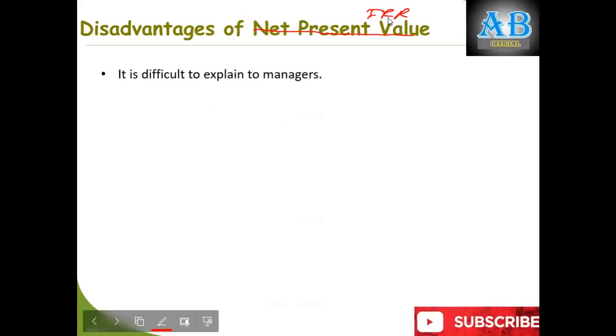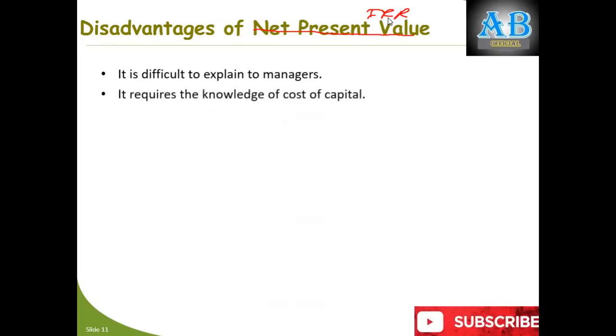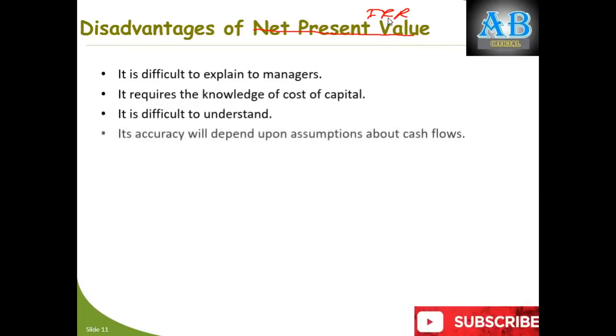It is difficult to explain to managers. It requires knowledge of the cost of capital. It is difficult to understand. Its accuracy will depend upon assumptions about cash flows. These are the demerits used for all cash-based capital budgeting techniques.